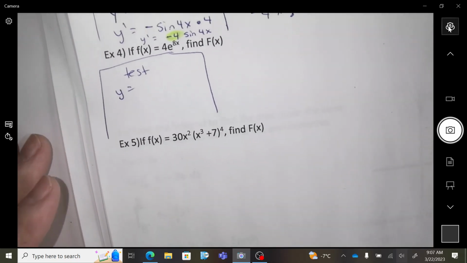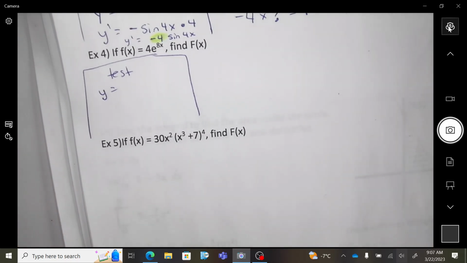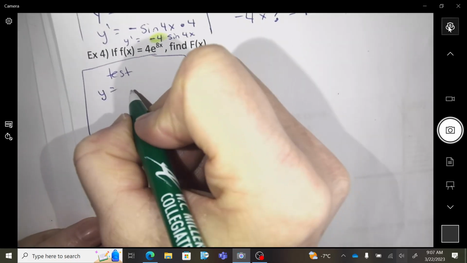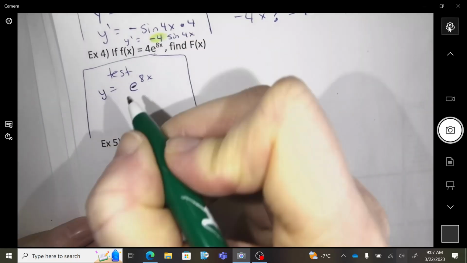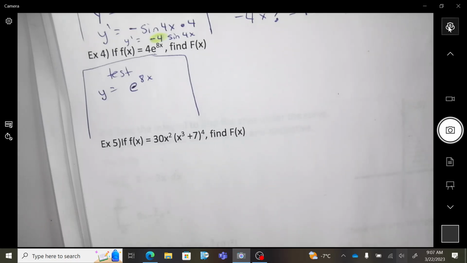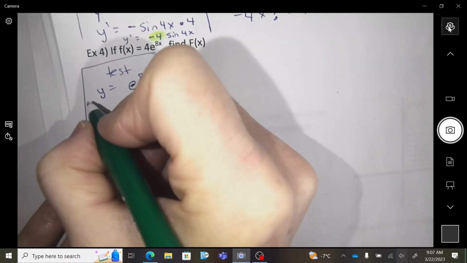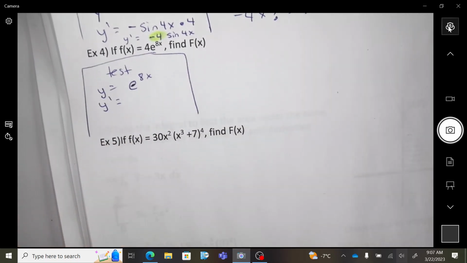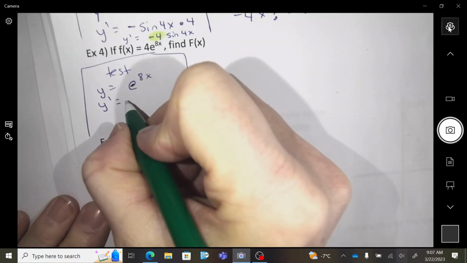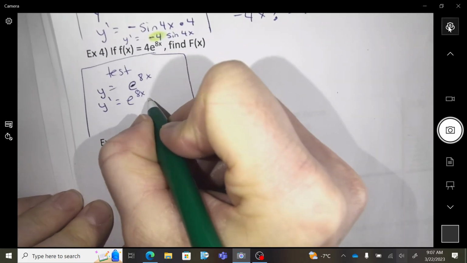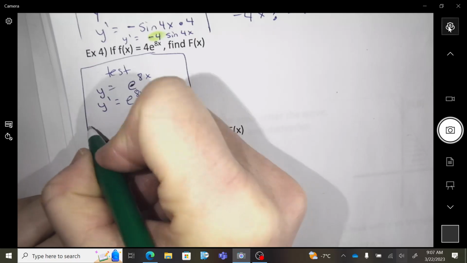Okay, number 4, what do you think I started with if we're ending up with something that looks like that? What do you want to test to start with? An e to the 8x? Does that make sense? Okay, using your old rules, derive that. So remember, the e rule is just repeat times the derivative of the top.